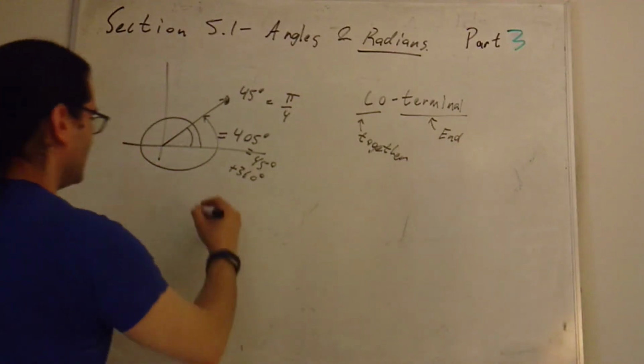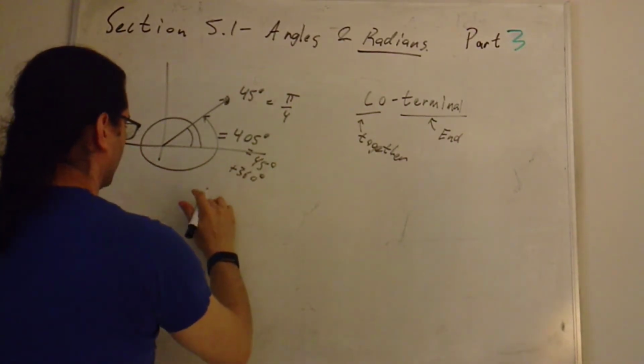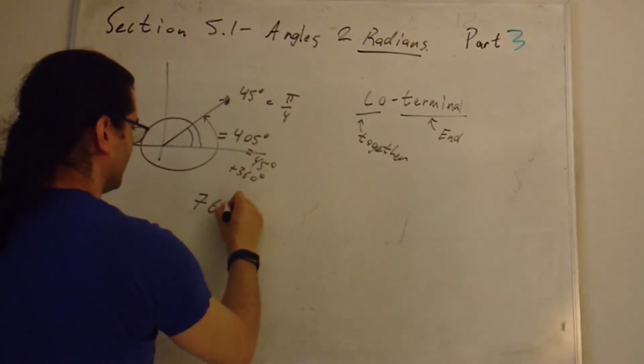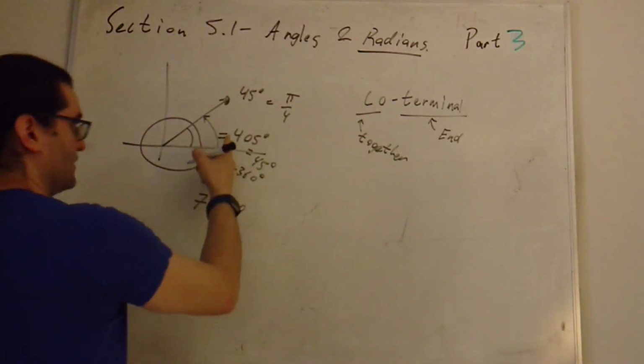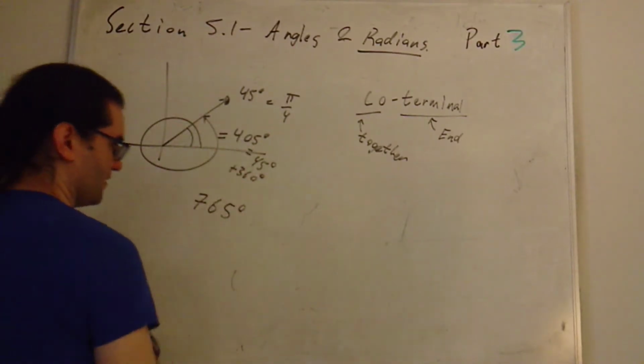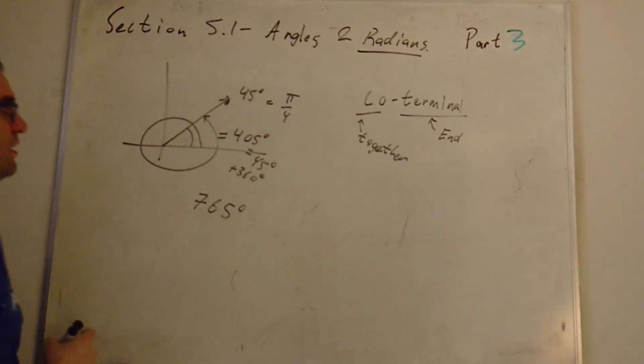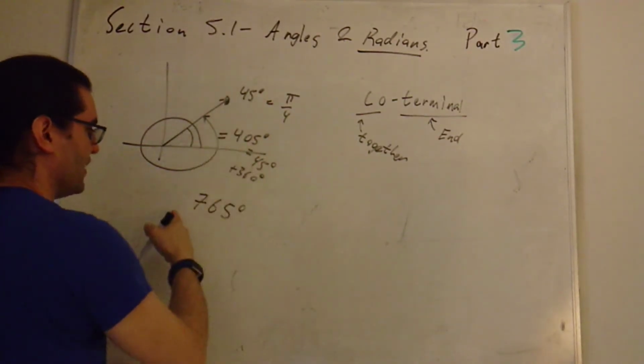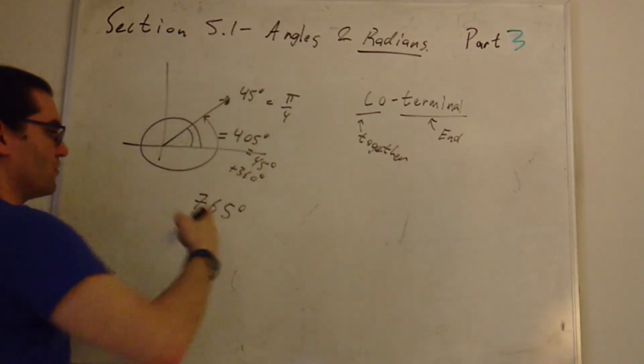The same could be said of, let's call it, 765 degrees. That's what we get if we take this and just add another 360. So 45, 405, 765, these things are all coterminal.